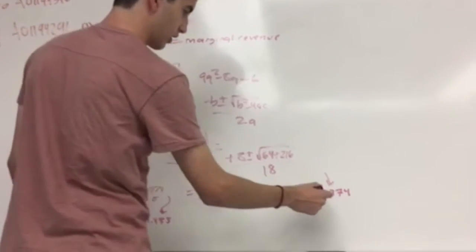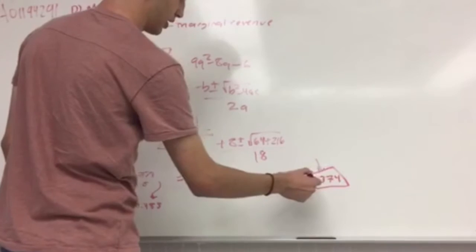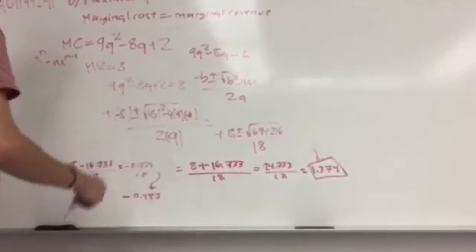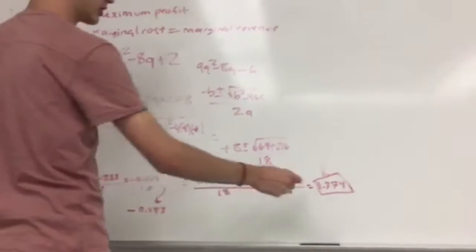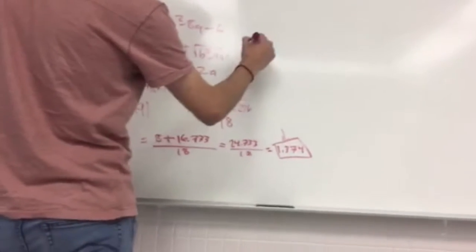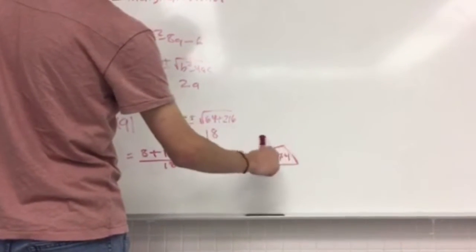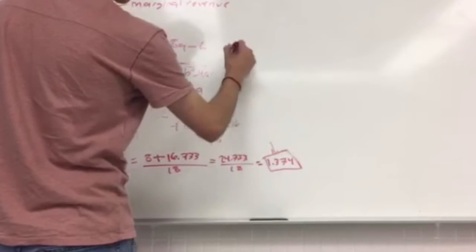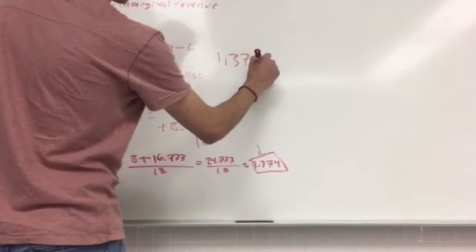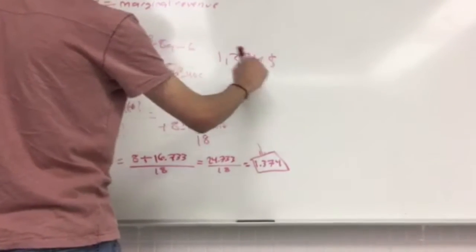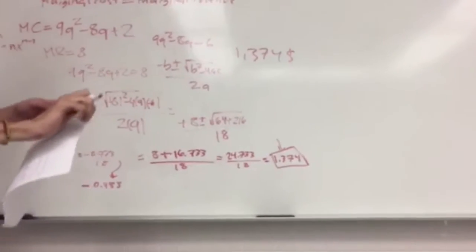So this would be the maximum profit for the solution. And this obviously is represented in thousands. So you have to multiply that by 1,000, which would be this. This would be the amount of the maximum profit.